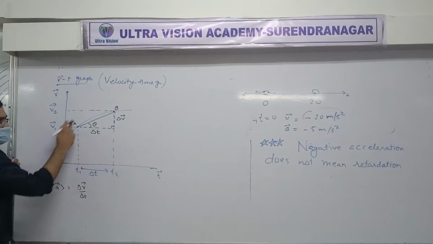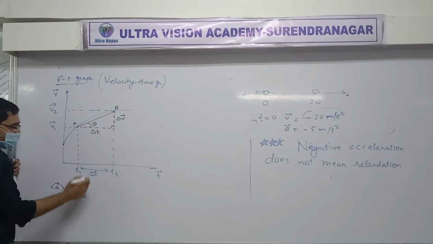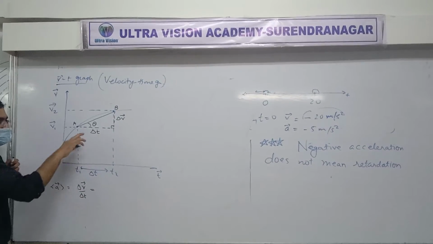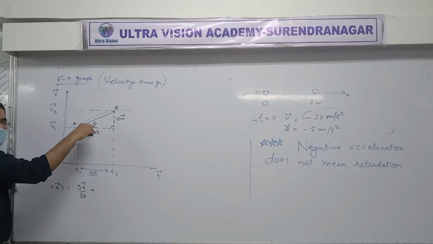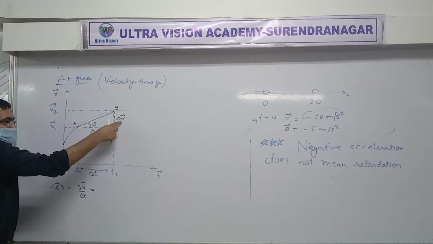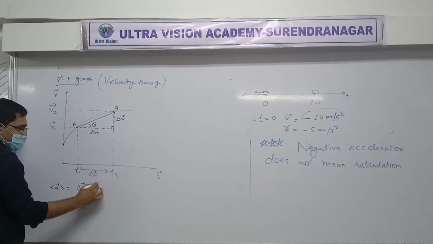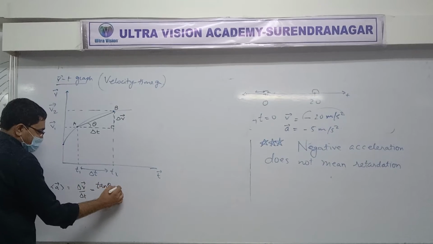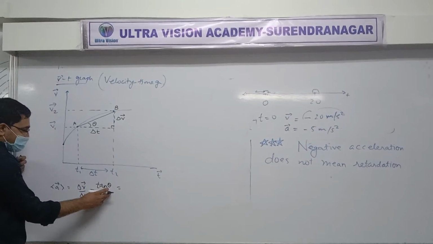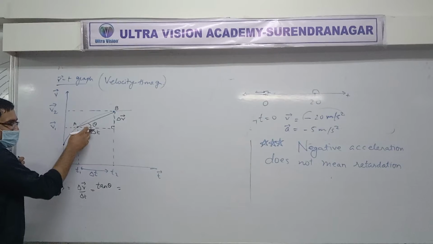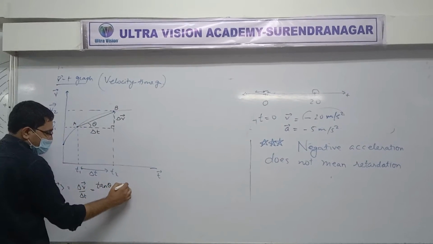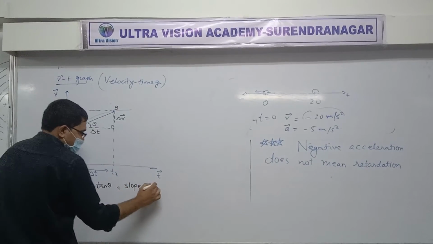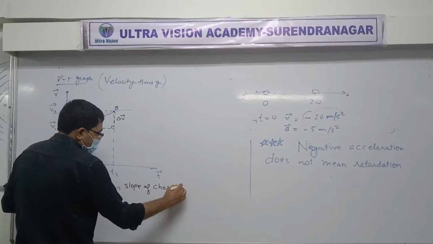So from this triangle, delta v upon delta t should be equal to v2 minus v1, using some trigonometry. What should this be equal to? Opposite upon adjacent. That is nothing but tan theta. Like I have said earlier, in the language of mathematics, whenever you draw a line and it makes an angle theta like this, then tan theta is called slope. So this is the slope of what line? It's a chord.